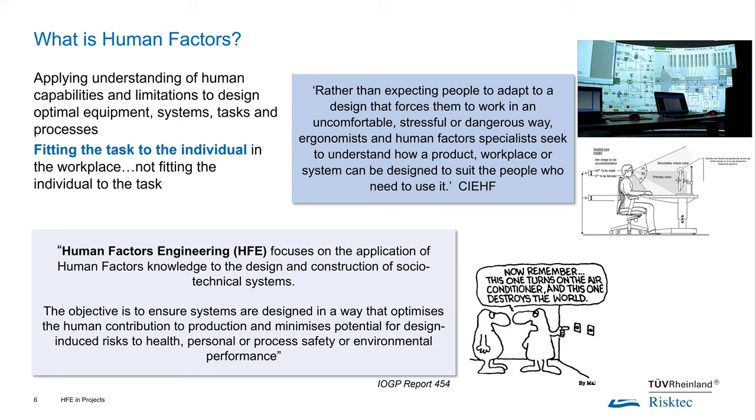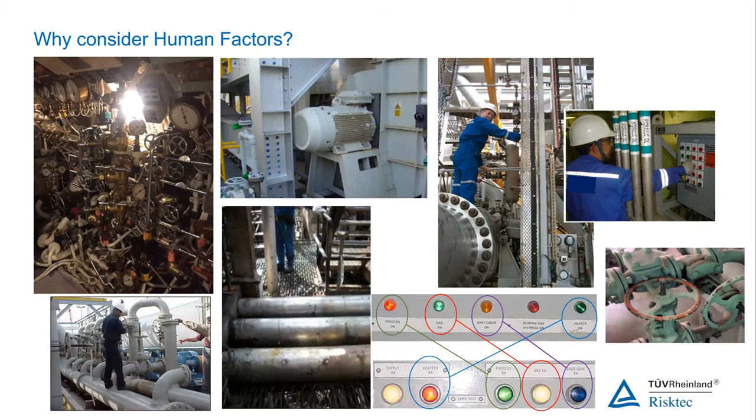So why should I consider human factors? Well, here are some examples of what can happen if you don't consider it. On the left, we have this huge jumble of valves and gauges. Imagine someone trying to take a reading off one of those gauges. The chance that they're going to get the wrong gauge or the wrong valve is pretty high.